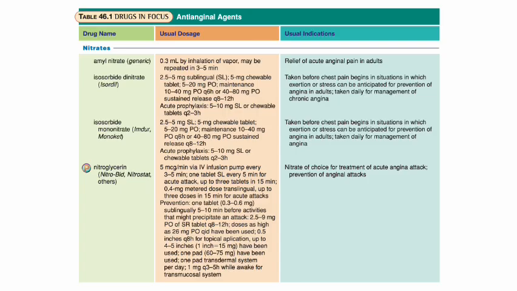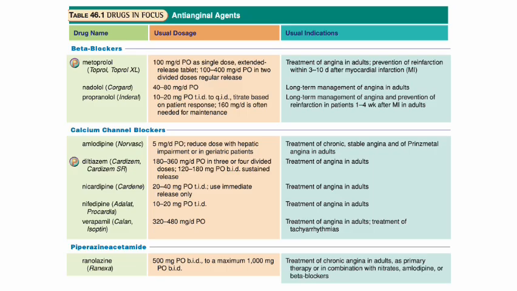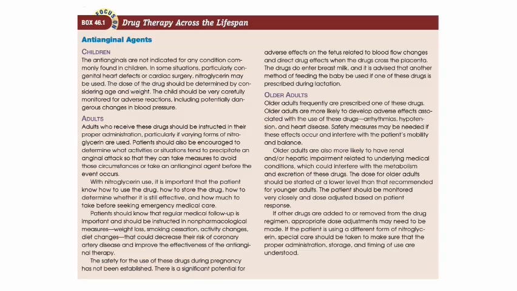So we have here antianginal agents. I will leave it up to you to look closer when you grab a copy of your PLP. So we have here beta blockers, calcium channel blockers, and the piperazine acetamide. And then our drugs across the lifespan.